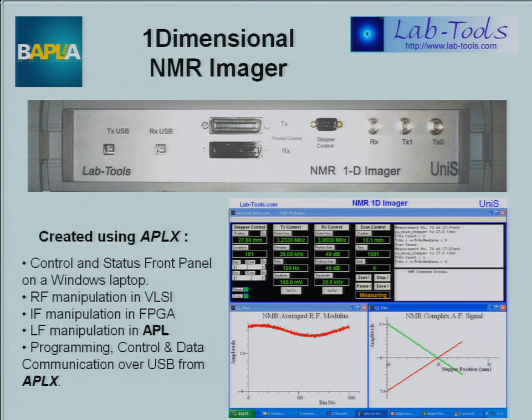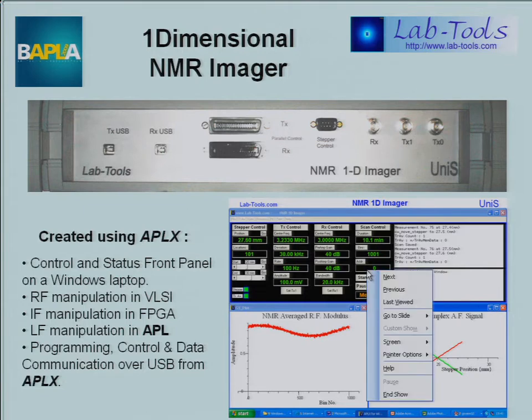Here's a much more complicated instrument. It's an NMR 1D imager. Again, a front panel with all the various things. The hardware has some of it implemented in VLSI for the RF manipulation. The IF intermediate frequencies is done in the gate array. Basically, an earlier version of that one. The low frequency audio frequency manipulation is done in APL, and the general program and control data communication is done to the box over the USB from inside APL using a module like that.